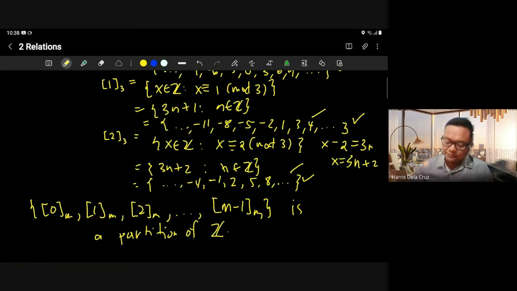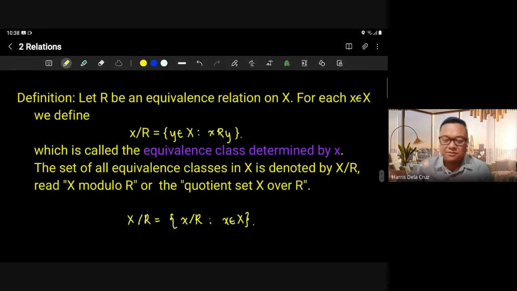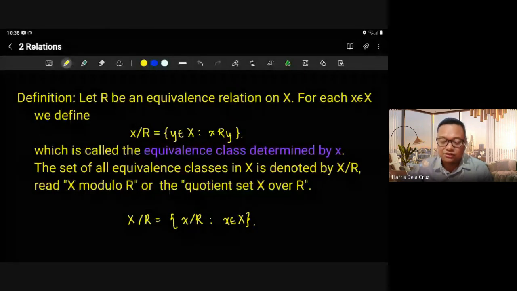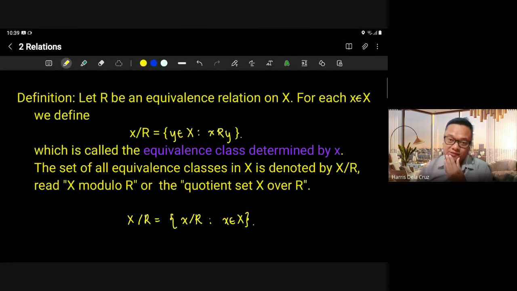Okay? So, I guess at that point, medyo naiintindihan na natin yung ibig sabihin ng partition. Okay, so let's continue. Let R be an equivalence relation on X. So, given na yung R natin, equivalence relation. Here, we define the equivalence class determined by x as the set x over R defined as follows: y is an element of X such that x is related to y.